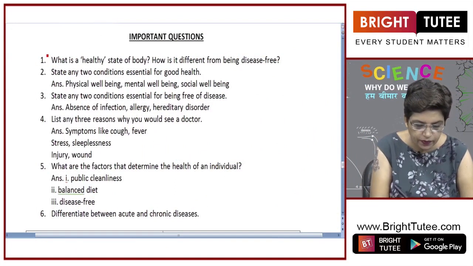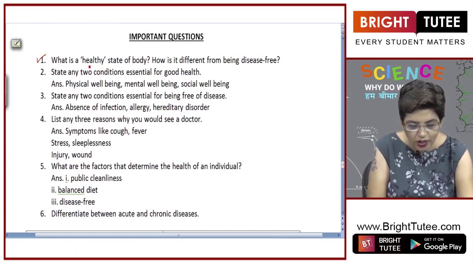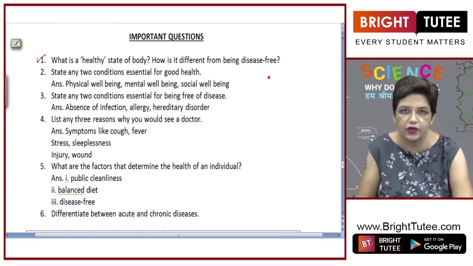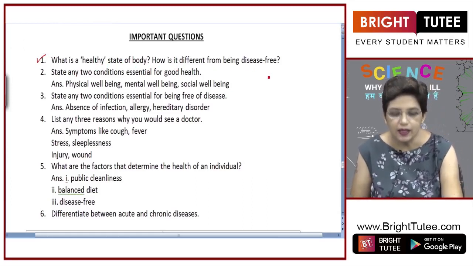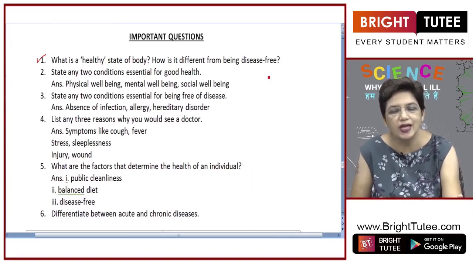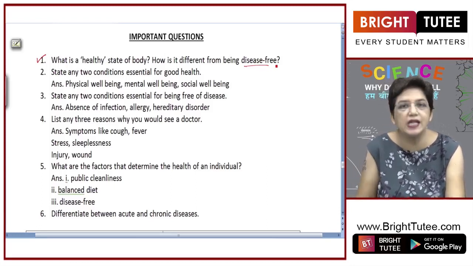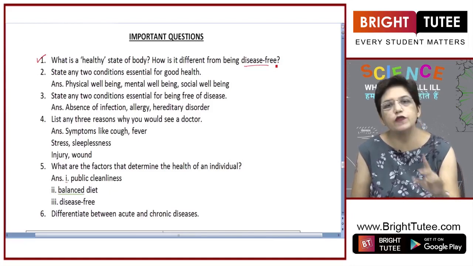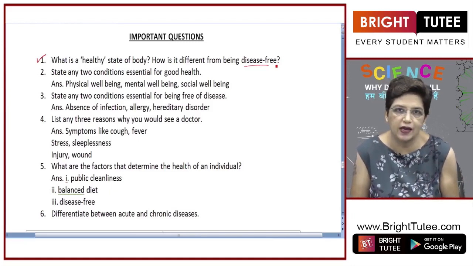Question number 1. What is a healthy state of body and how is it different from being disease free? Being healthy means being in a good physical, social as well as mental state of body. Being disease free means there is no kind of disease, either infectious or non-infectious. But being disease free is only one aspect of being healthy.